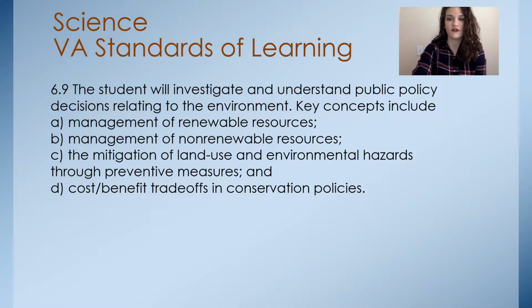6.9 is going to focus on students investigating and understanding public policy decisions related to the environment. So at this point, students will learn about renewable and non-renewable resources, land use mitigation, environmental hazards, and ways that we can prevent these kinds of hazards from occurring, and then the cost benefit trade-offs in these conservation policies.